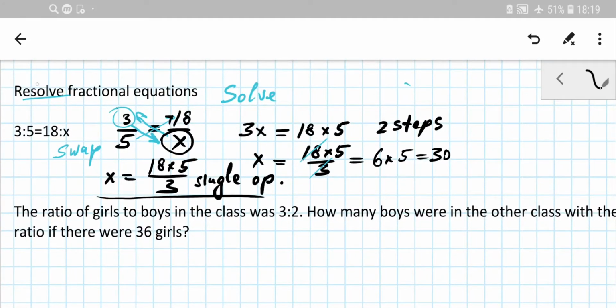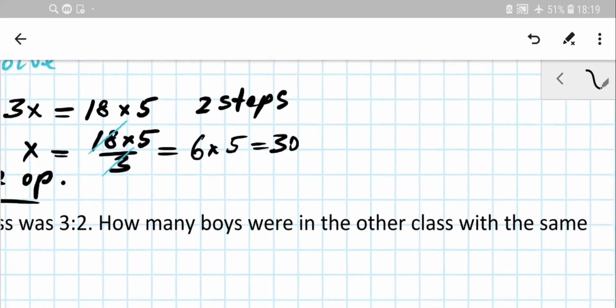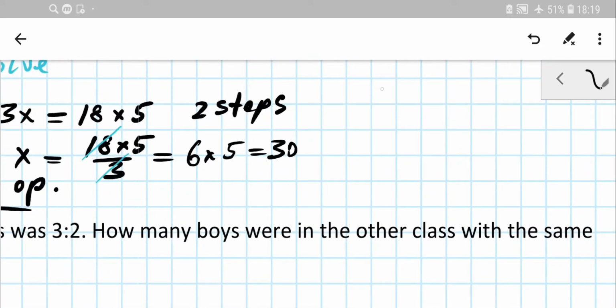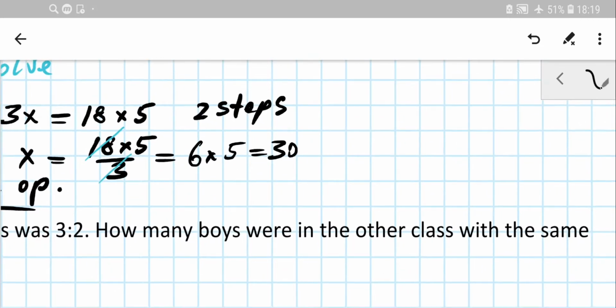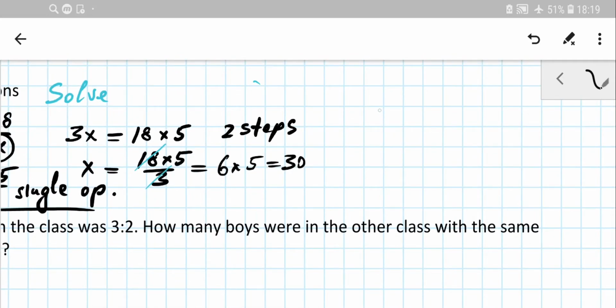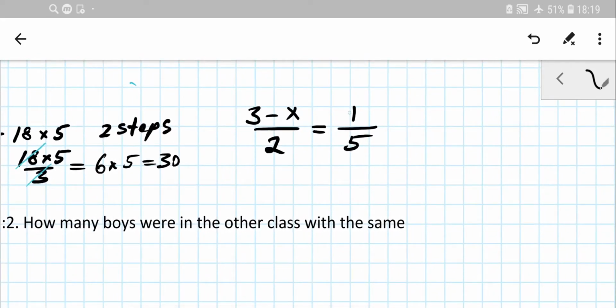So what if your fractional equation is much harder? For example, you set up an equation for a word problem and you got 3 minus x on top over 2, and let's say here you get 1 over 5. In this case, what to do? Maybe even x, let's take x on both sides. So this is a fractional equation with a repeating variable. The x variable is repeating.